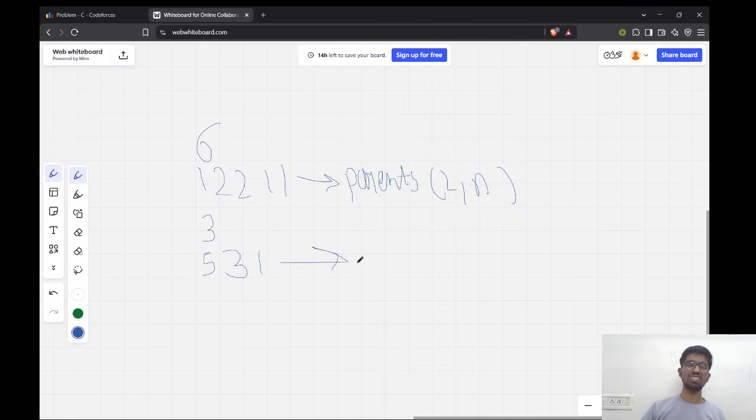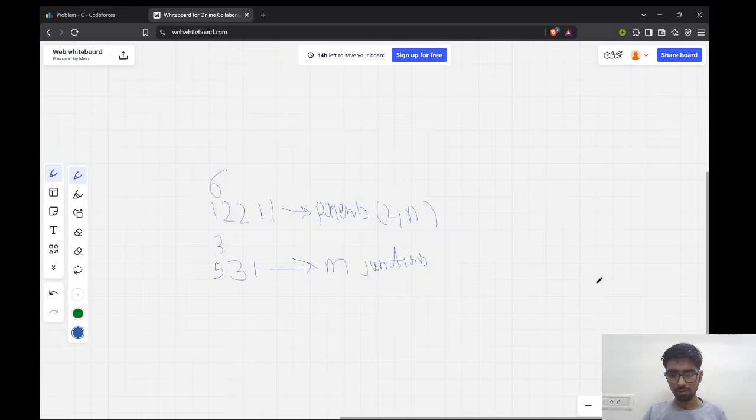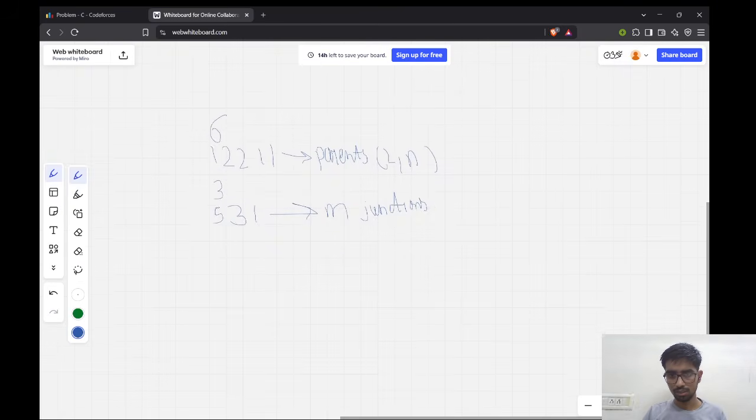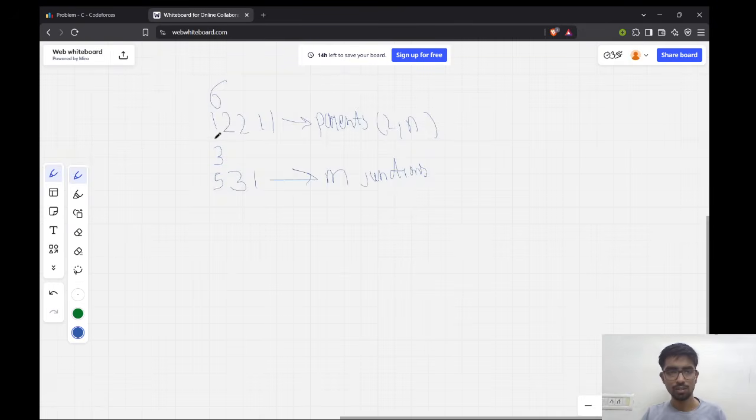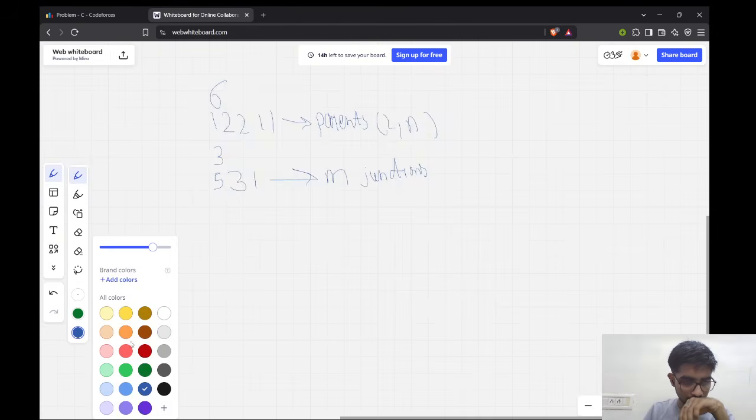And what are these? These are the M junctions on which the player needs to visit. Right. So first, let's draw the rooted tree for this case, and let's draw it.